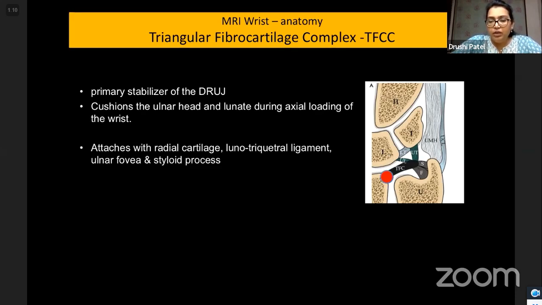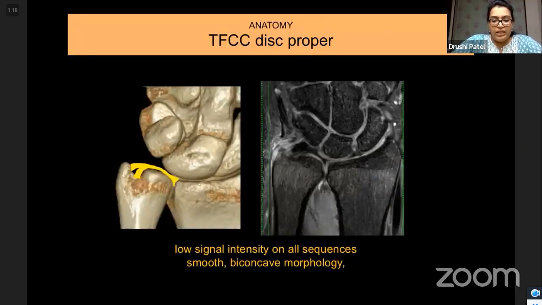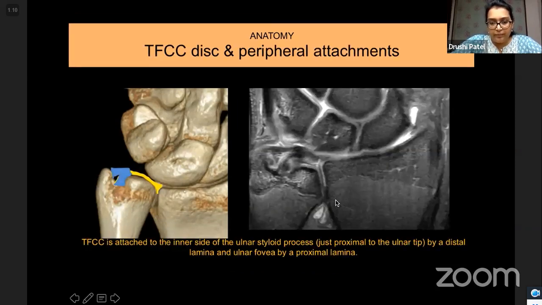Now it has multiple components. We'll see each one of them. It is attached to the radial styloid, to the lunate, triquetrum, the fovea, and the ulnar styloid process. So we'll see the components of the TFCC one by one. Firstly, there is this biconcave TFCC disc proper, which is a low signal intensity structure on all sequences. It has a broad ulnar part, a narrow intermediate part, and then an attachment at the radial styloid.